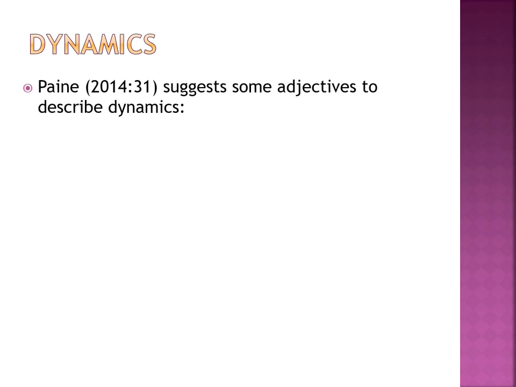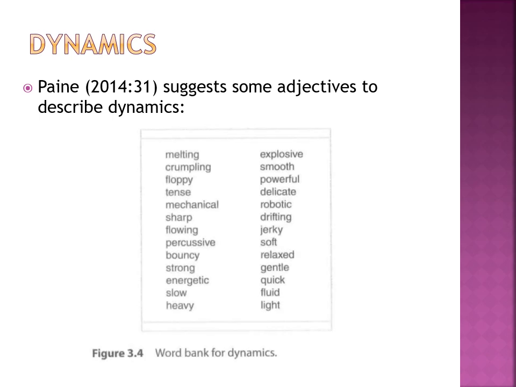So there's some different adjectives we can use to describe dynamics. Here are just a few ideas: melting, crumpling, floppy, tense, mechanical, sharp, etc. So if we think about doing something simple like a walk, if I ask you to walk in a floppy way, for example, that would be the dynamic. And a floppy walk would look very, very different to a bouncy walk, for example, or a heavy walk, or a gentle walk, or a jerky walk. So you can see by adding dynamics to the movements that we've got, we can create very different kinds of movements.